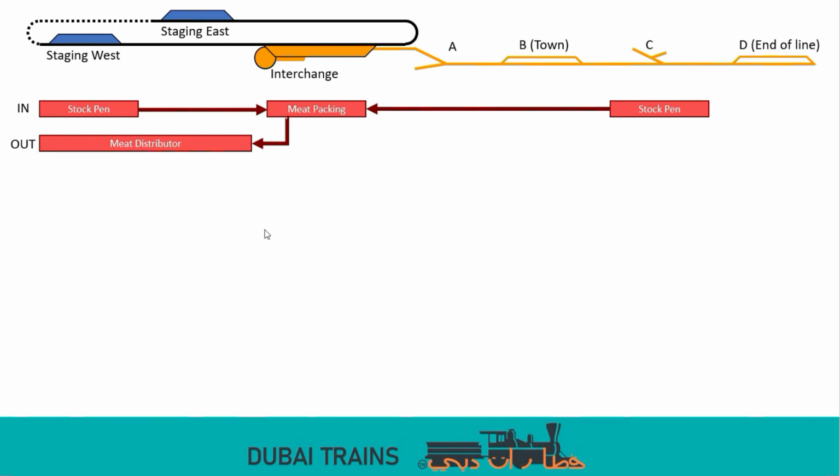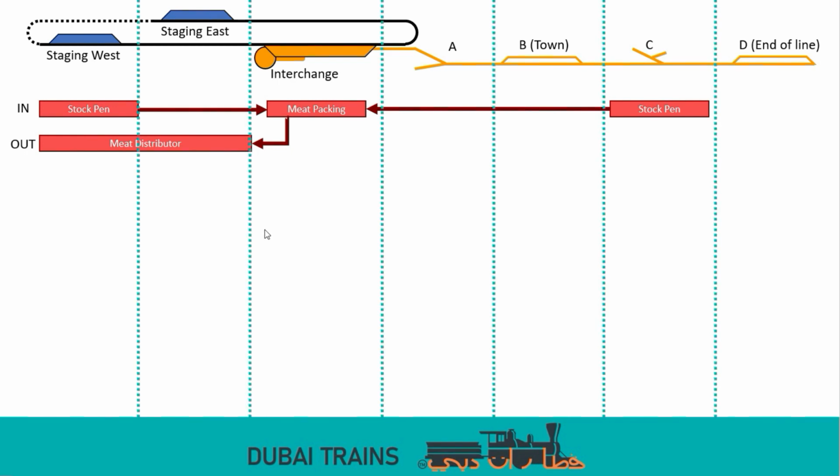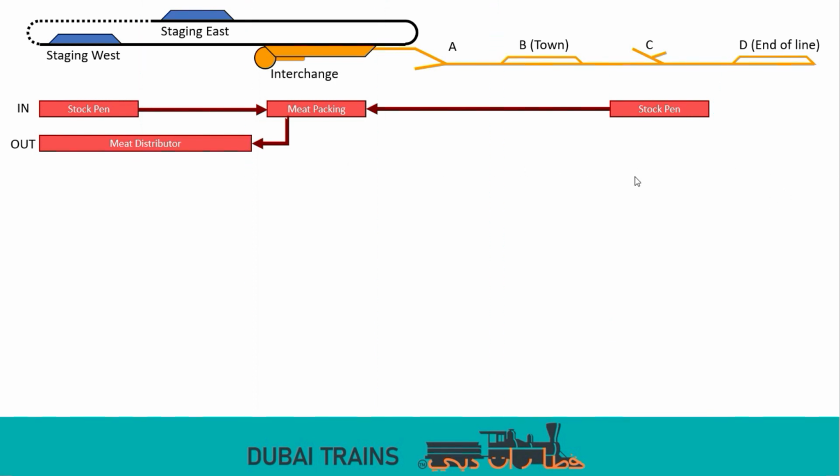So if you find this a bit confusing, let me just put some guidelines. This is going to be a big table with a lot of industries down below, and it can all be read in a vertical manner. So all the cars destined or coming from the staging west will be in this column. So in this case, it's the stock pen and the meat distributor. Staging east, there's also a meat distributor as we went through. And so on and so on. So let's take the lines away.